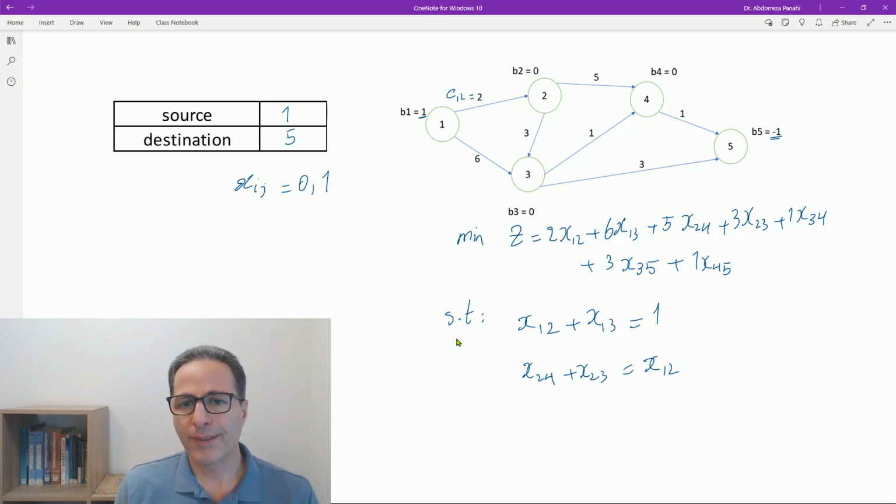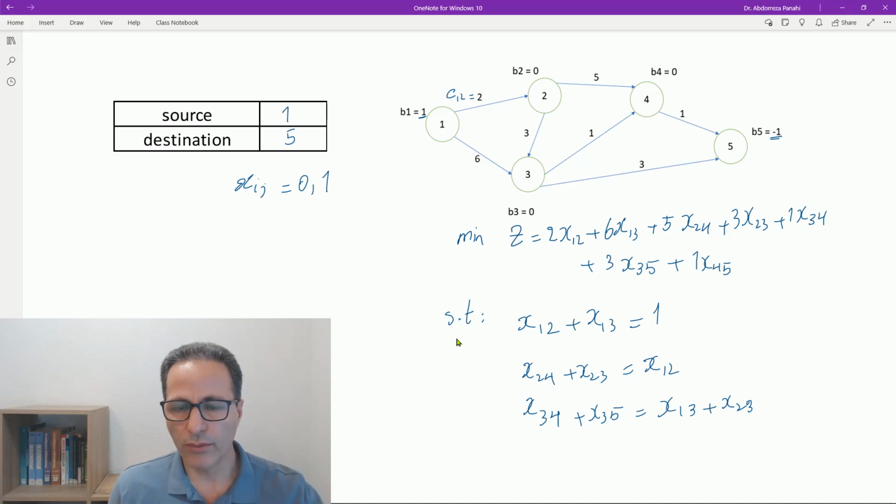For node 3, what we send out, which is 3 to 4 and 3 to 5, must be exactly what we received. But this time we have two incoming arcs: we can receive from 1 or 2. Anything we receive, we should send out. For node 4, the same. From 4, we should send to 5 anything we receive from 2 to 4 or from 3 to 4.